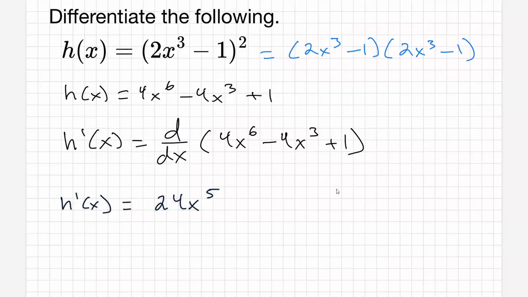Where'd the 24 come from, y'all? My exponent was 6, right? For the derivative, I bring it down. 6 times 4, 24. Just be careful. Always watch that you subtract your exponent by 1.